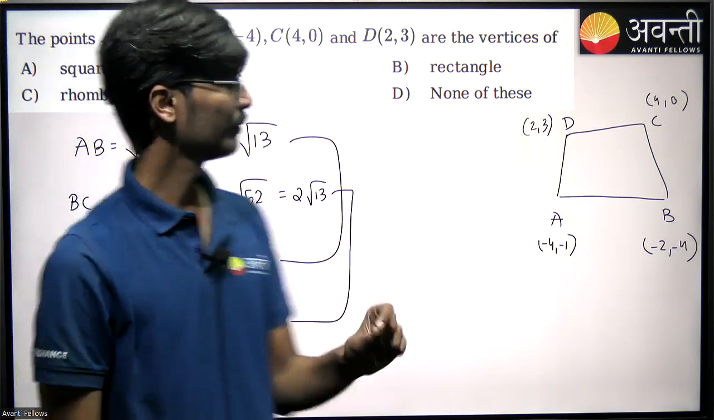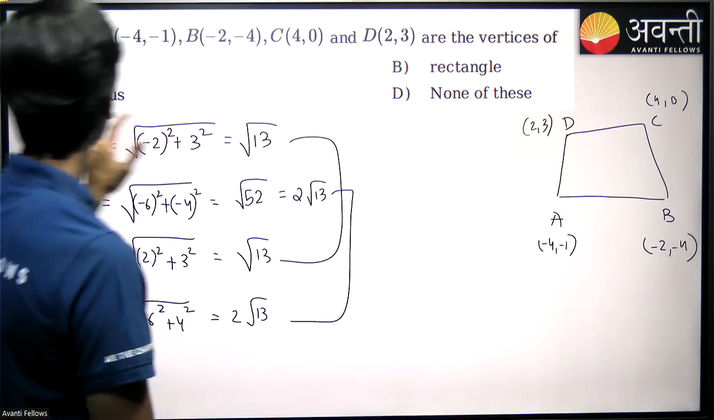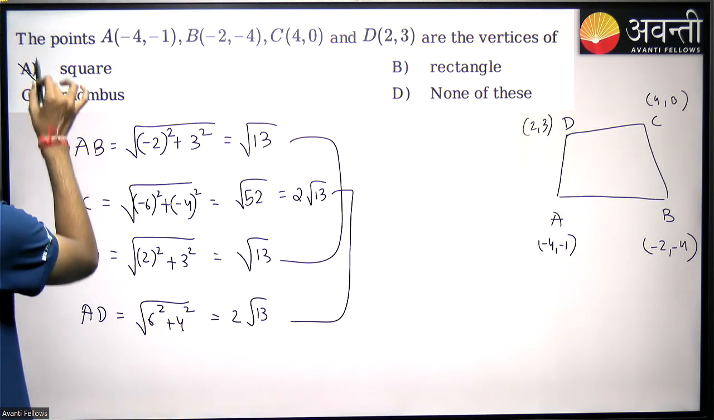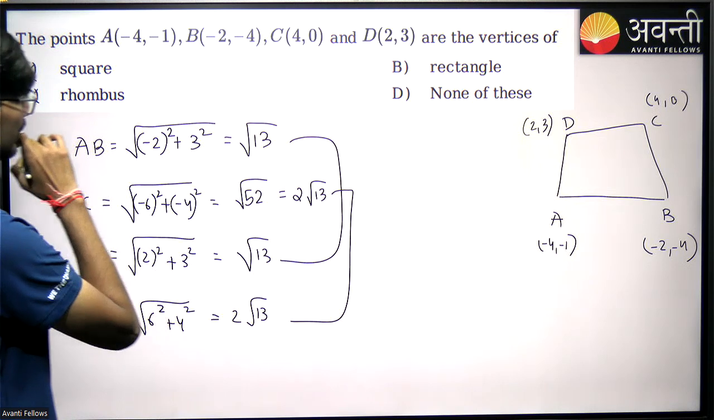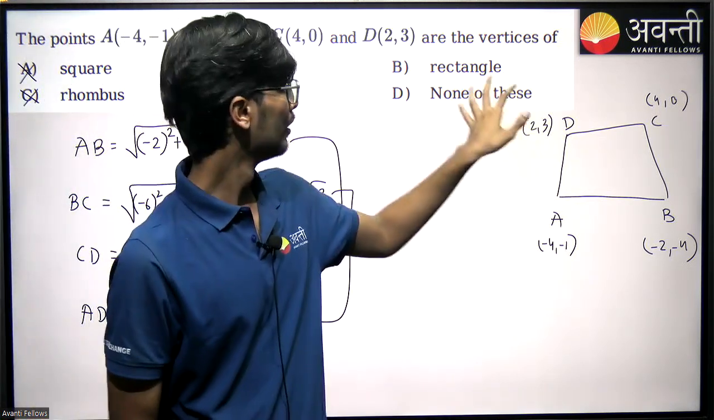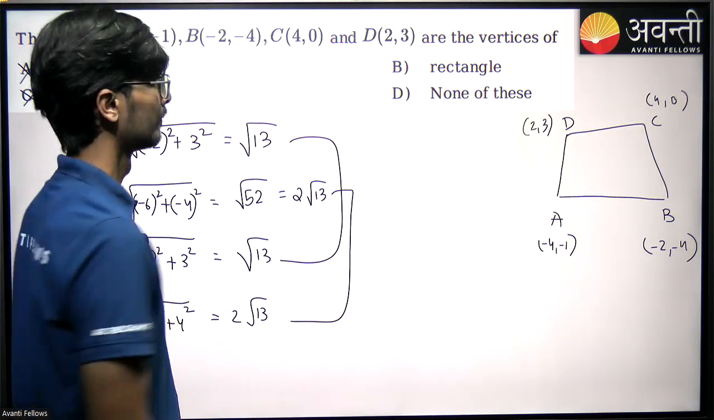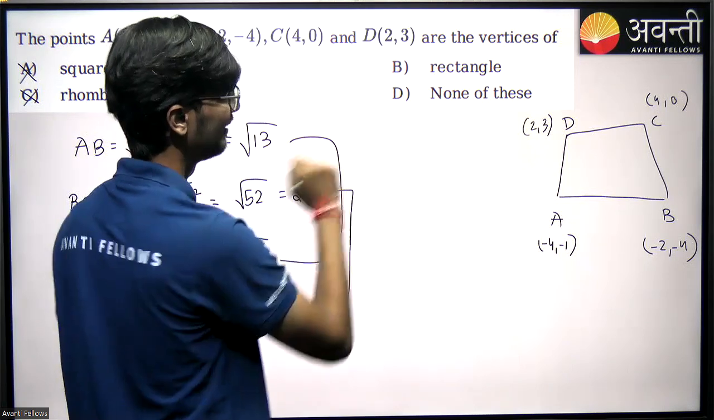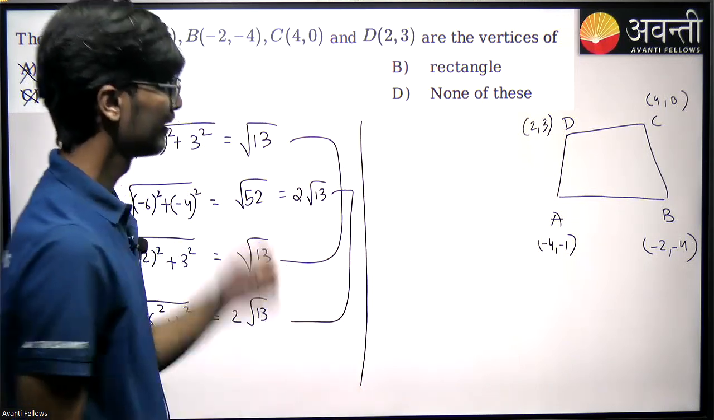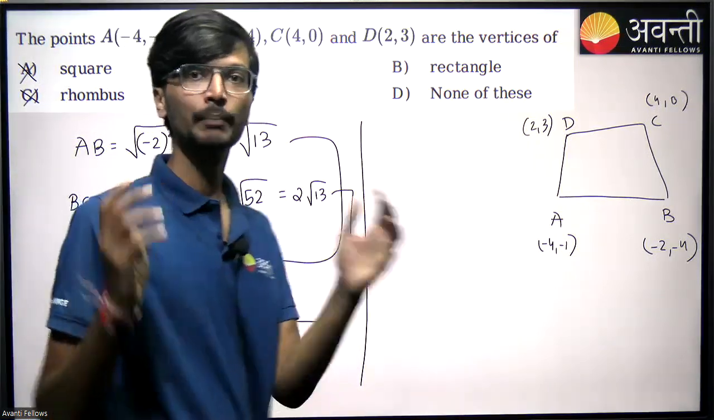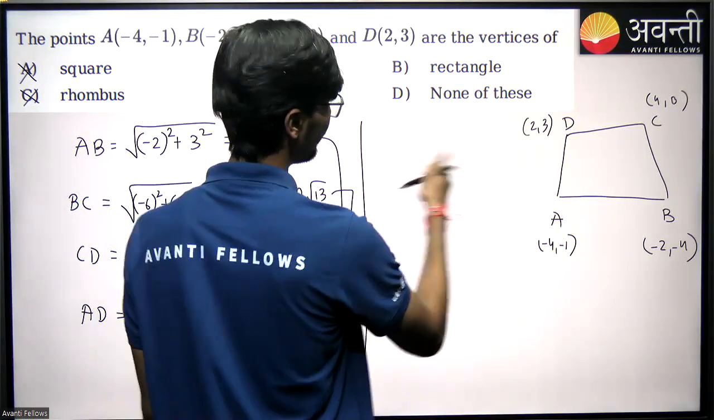If the lengths of opposite sides are equal, that means it cannot be a square or a rhombus. For a square and rhombus, all the sides are equal. So it can be a rectangle, or it can also be a parallelogram. So B and D remain. For that, I think we need to check the slope, whether the lines are perpendicular or not. So let's find the slope.